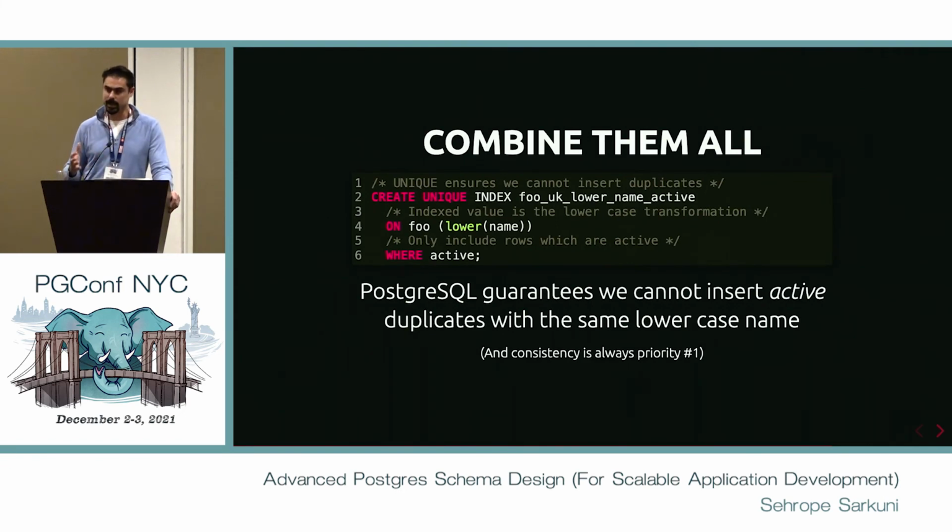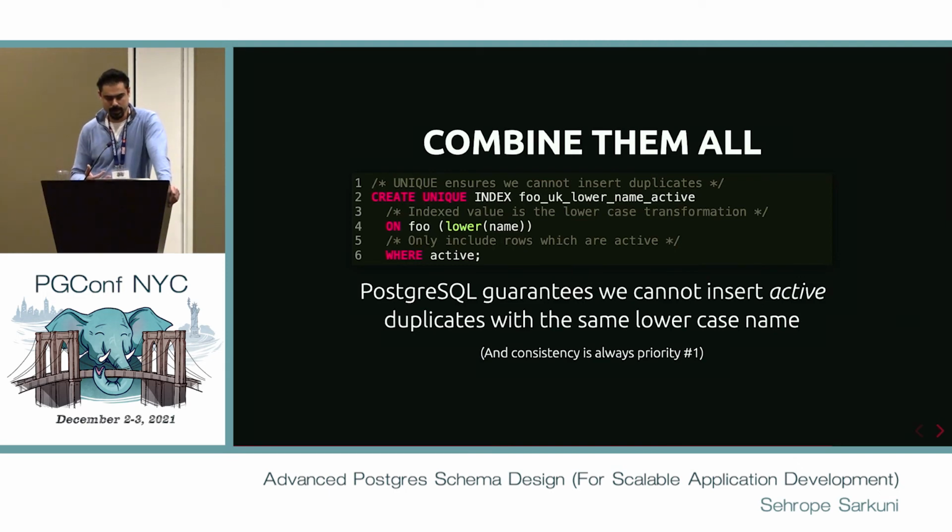Where this starts getting really interesting is when you combine all these things together. So you can have an index which is unique. It's on an expression, so on the lower of that name. So I'm saying that the lower of that name has to be unique, but only among the active set. This is when you start defining higher level invariants about your schema. And it's things like this that make it much easier to maintain consistency across your data.